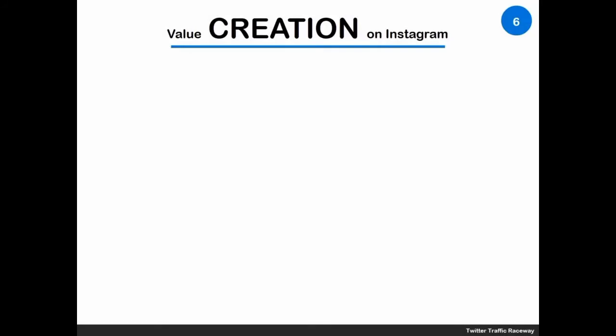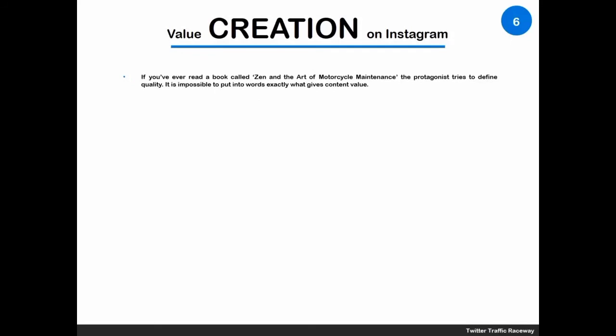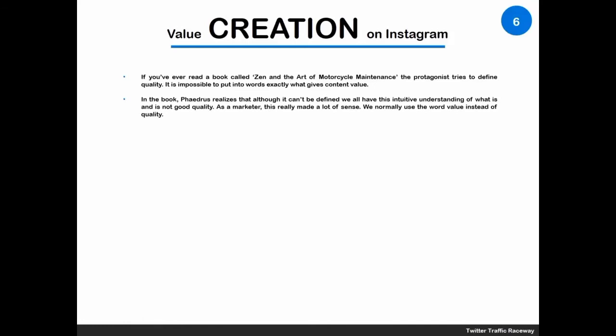Value creation on Instagram. If you've ever read a book called Zen and the Art of Motorcycle Maintenance, the protagonist tries to define quality. It is impossible to put into words exactly what gives content value. In the book, Phaedrus realizes that although it can't be defined, we all have this intuitive understanding of what is and is not good quality.